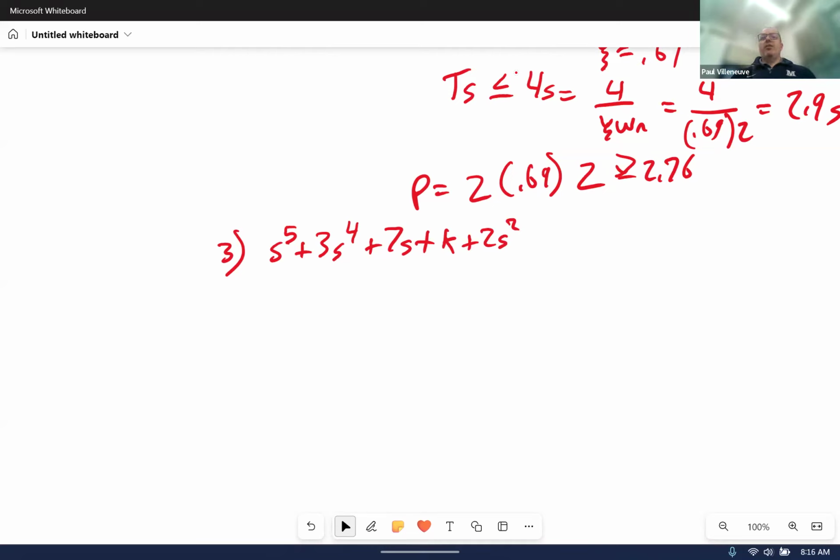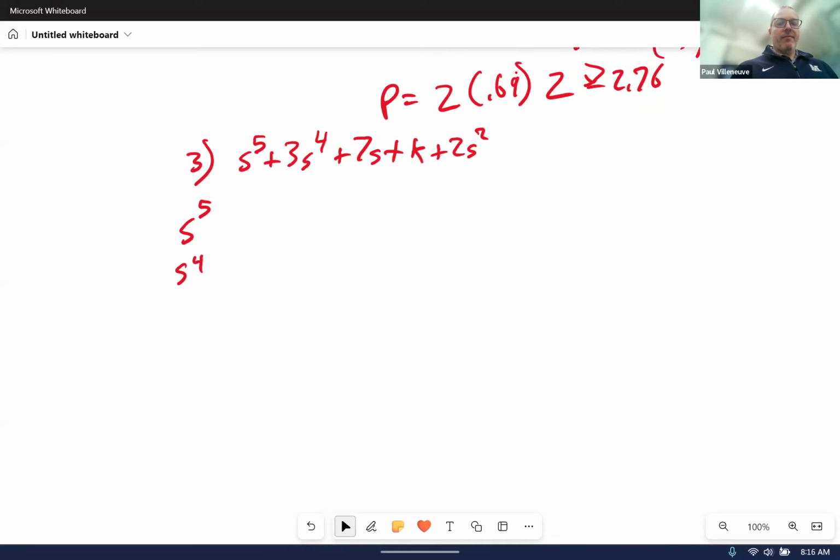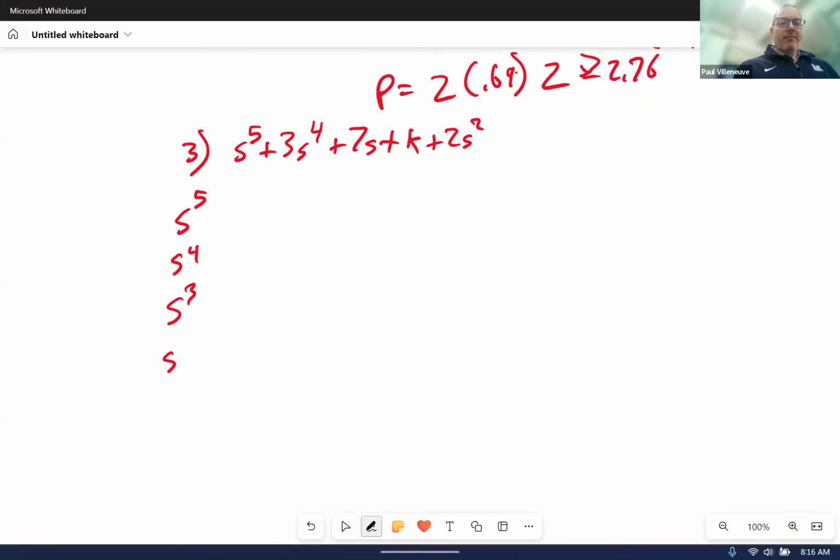So let's start doing Routh-Hurwitz, right? I'm going to start putting our numbers in. We go s to the 5th. So we have a 1. Then we skip a term, so we put the 2 in here. Then we skip a term and put the K. And then we do next 3. And then 7 and 0, correct? Everybody agree with that?